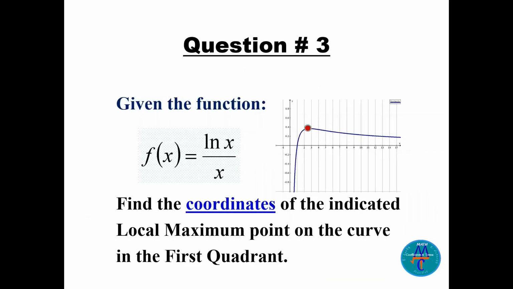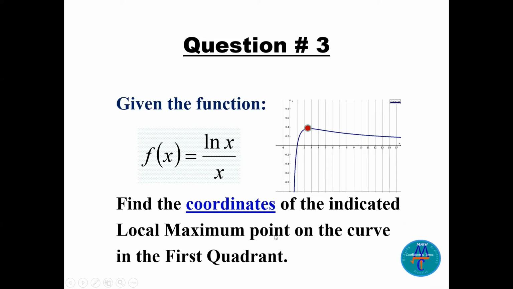Now let's look at question number 3, and be careful here, please. Given the function f of x, ln of x divided by x. That's the function. You don't have to graph it. The graph should not be given, but I put here the graph just to explain the idea. Find the coordinates. Look at the question. Find the coordinates, which means x and y, of the indicated local maximum point.